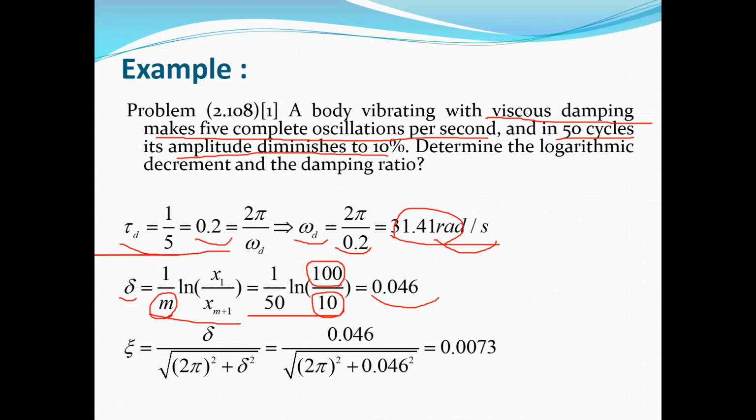And then we can substitute into the equation for the damping ratio. Here, this is the damping ratio as a function of delta, or the logarithmic decrement. You can substitute delta equal to 0.046 and simplify. And finally, you can see this is an underdamped system, because the damping ratio is less than 1. So clear? Any question from this example?